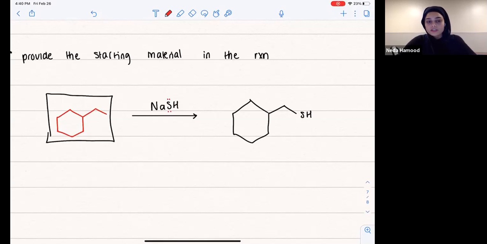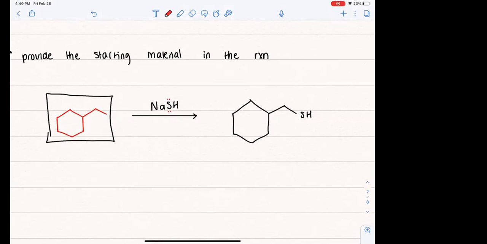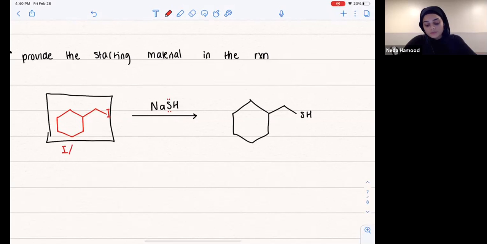In substitution reactions, we're replacing the nucleophile with what? Or the nucleophile replaces what? Halide. A halogen. And our halogen specifically would be iodine, bromine, or chlorine, not fluorine.